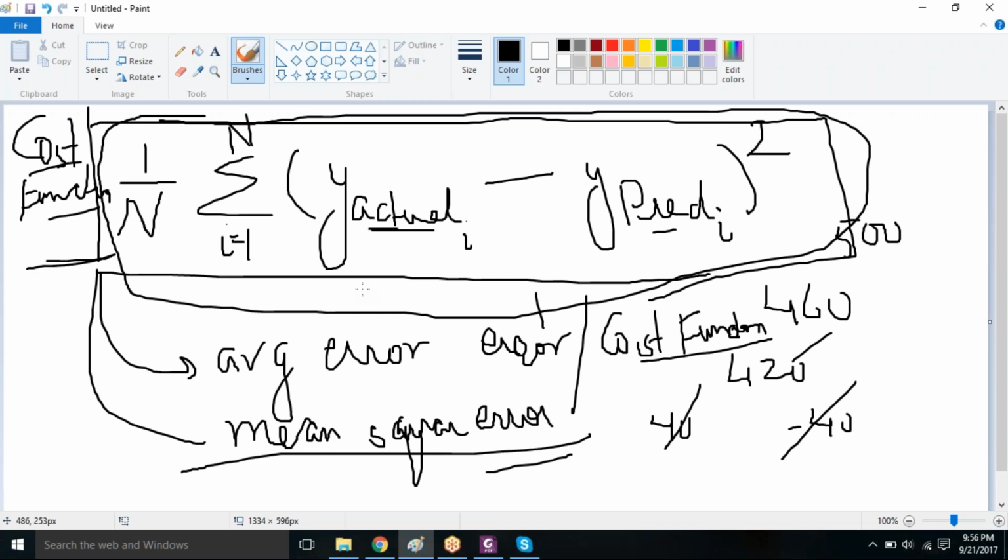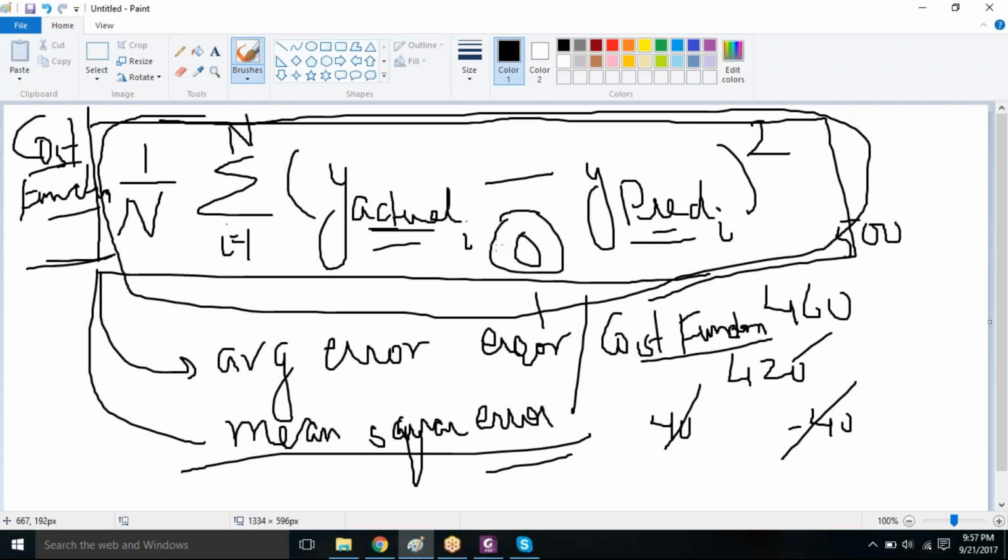I will repeat my objective. My objective is that this particular error, y actual minus y predicted, should be as minimum as possible. It should be minimum, because when it is minimum, my predicted estimate will be almost equal to actual. If my y predicted is similar to y actual, this will become zero, right? Zero. And in that case, your whole error will become zero.